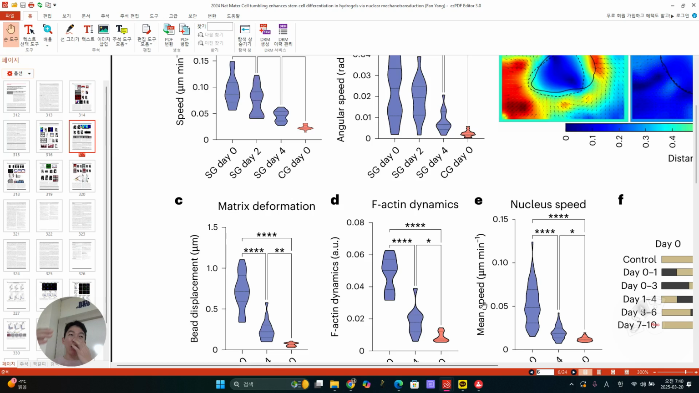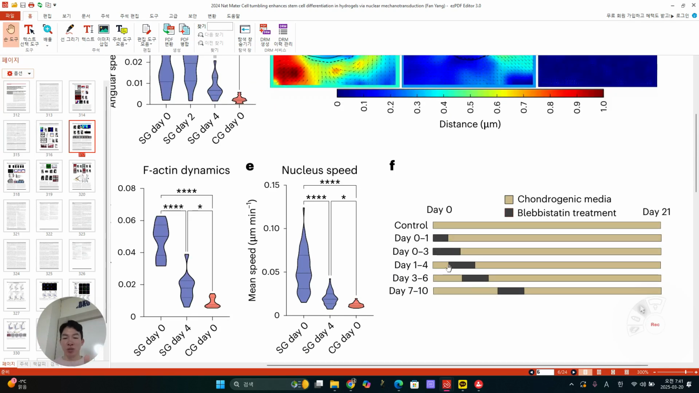Then they check, oh, the cell tumbling is decreasing over time. So they want to control the cell tumbling by velocity, because as I said, actin cannot move by themselves. Myosin, nonmuscle myosin 2, should be involved. This is acting like a muscle in our body. So they treat blebbistatin initially for 1 day, 3 days, 1 to 4, 3 to 6, 7 to 10 days, and they differentiate using chondrogenic media.